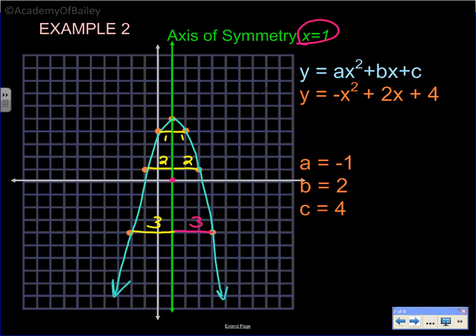What is the vertex here? The vertex is going to be that point right there. We know that point has an x value of 1 and a y value of 5. So the vertex is at 1, 5. So those are some uses of your vocabulary terms: parabola, which is just the blue U-shaped graph, axis of symmetry, and vertex.